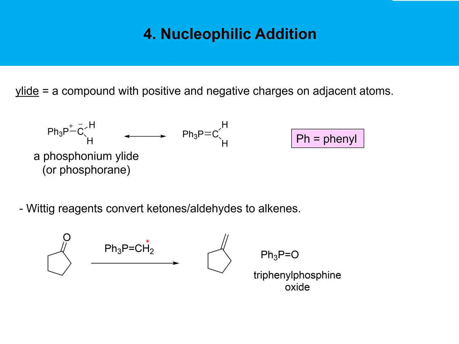Some Wittig reagents, as you'll see in a moment, will contain alkyl groups rather than hydrogens, and those will be transferred as well. The byproduct of the Wittig reaction is always triphenylphosphine oxide, which is a sometimes difficult to remove byproduct. Sometimes when we do chromatography to purify our desired product, it is very difficult to remove this compound.